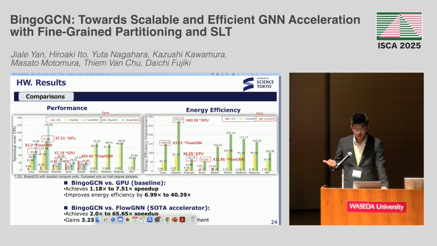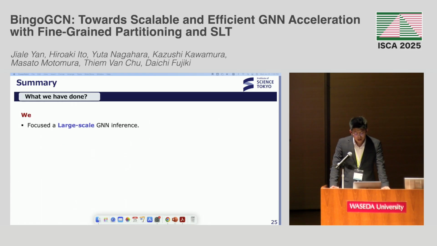We compare BingoGCN with a GPU implementation and the previous SOTA accelerator FlowGNN. Compared with GPU, BingoGCN achieves up to more than 7 times speedup and up to 40 times energy efficiency improvement, thanks to our lightweight structure, strong lottery ticket, and dataflow-aware hardware. Compared with FlowGNN, BingoGCN achieves from 2 to over 65 times speedup and up to 12 times better energy efficiency.